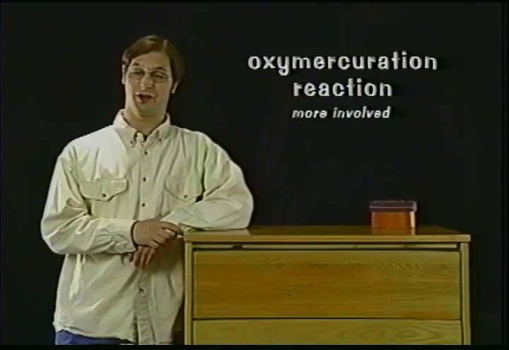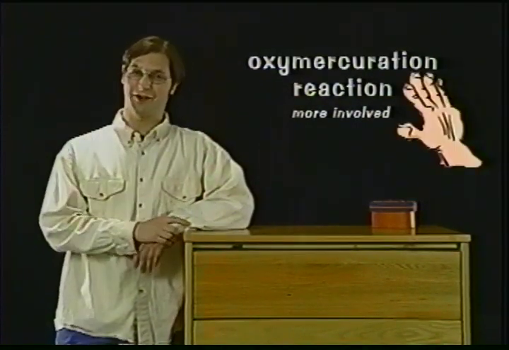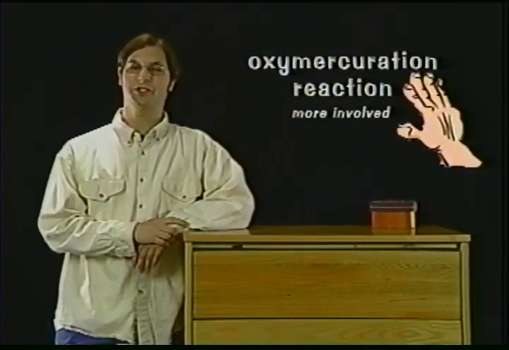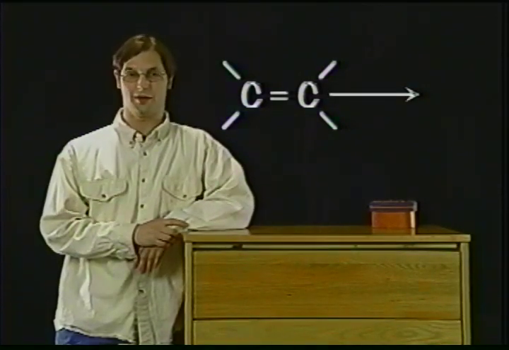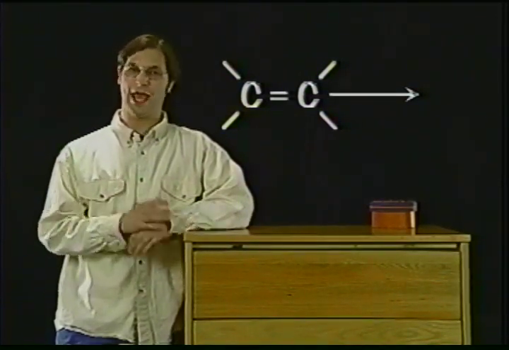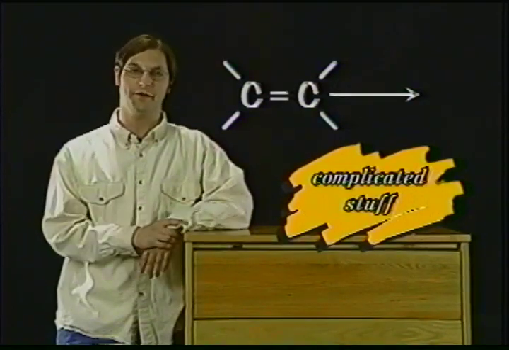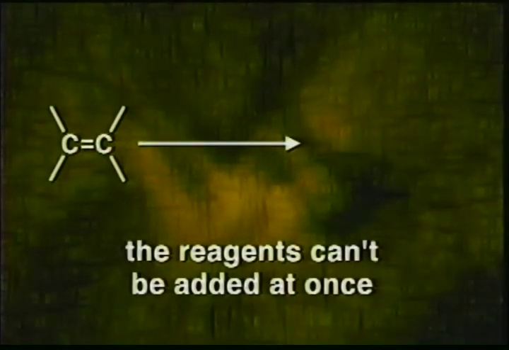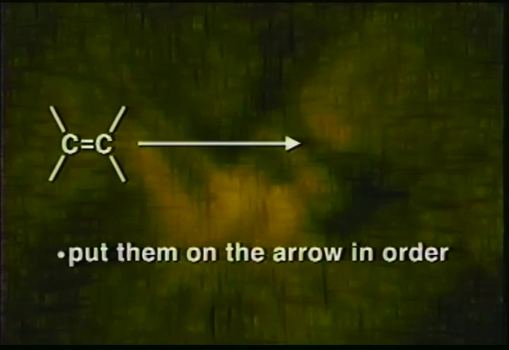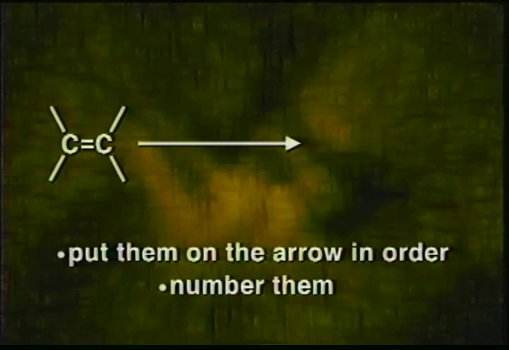Even though that oxymercuration reaction was a little more involved than some of the other reactions we've looked at so far, the shorthand version of it couldn't be simpler. We just draw an alkene on the left side of the arrow. And here's where we get to tell everybody that all this complicated stuff is going on. All of the reagents that are used in the reaction can't be added at once, so we put them on the arrow in order and then number them.